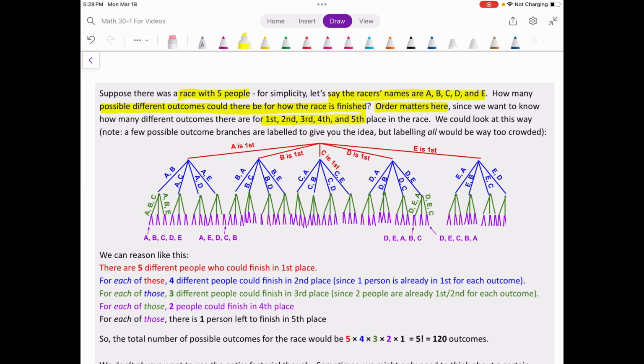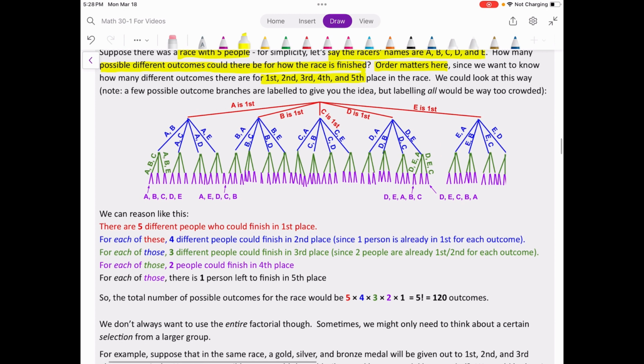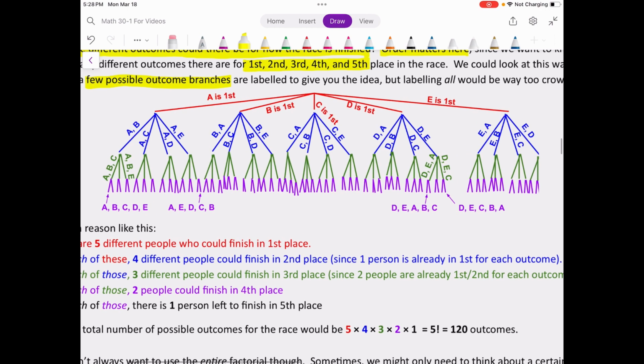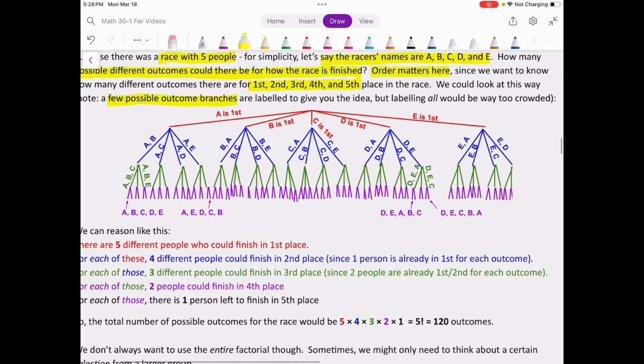A could be in first, or B could be in first, or C, or D, or E could be in first. And then for all those options, who's in second? Well, it could be B, C, D, or E. Who's in third? Could be C, D, or E. All of those different arrangements. So we could look at it this way. I labeled a few possible outcome branches on this. I didn't label all of them because you can probably tell it would be a nightmare to look at.